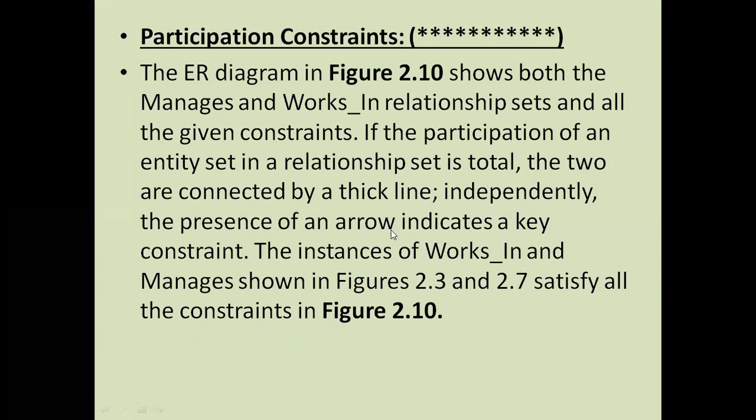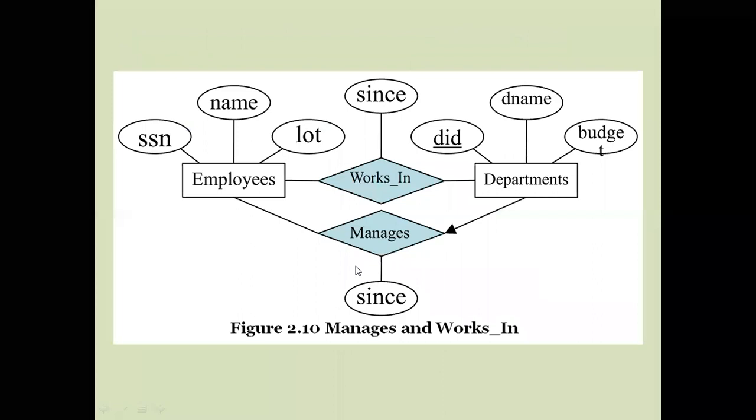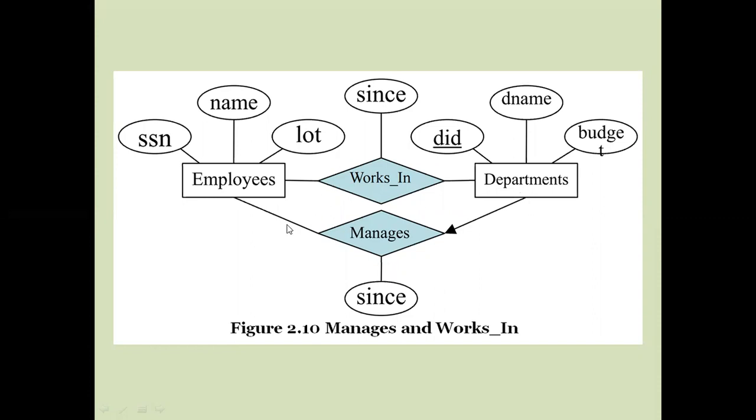Independently, the presence of an arrow indicates a key constraint. The instances of works in and manages shown in figures 2.3 and 2.7 satisfy all the constraints. In the previous diagrams also we observed that. So if you observe here, there are many departments, but one employee. But in the case of the works in relationship, it is many to many. Why? Because here we are not representing anything, or it is one to one. If we are representing the arrow from this side, it means it is many, but it is one. So that means it is a one to many.